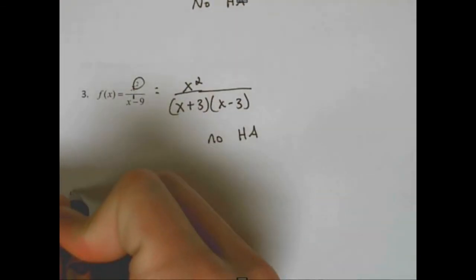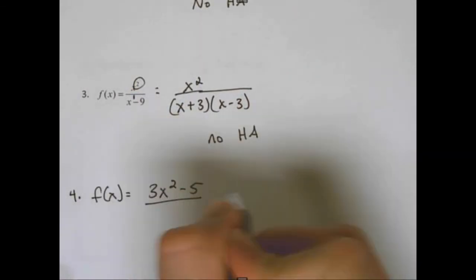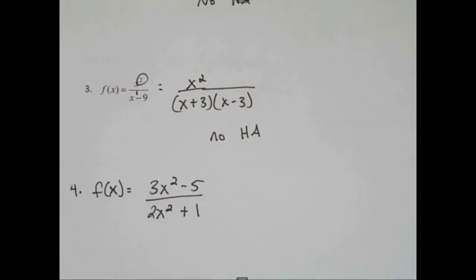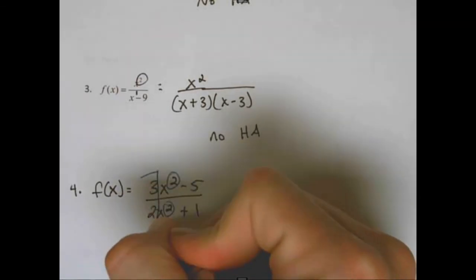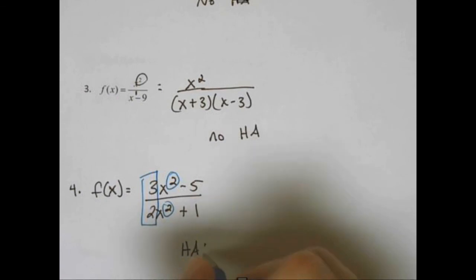And let's write in one more function. Let's do 3x squared minus 5 over 2x squared plus 1. Okay, so pause the video and think about that horizontal asymptote. In this case, nothing factors. You have 3x squared minus 5 and then 2x squared plus 1. These degrees are the same, and so you just look at the leading coefficients. So the horizontal asymptote is y equals 3/2.